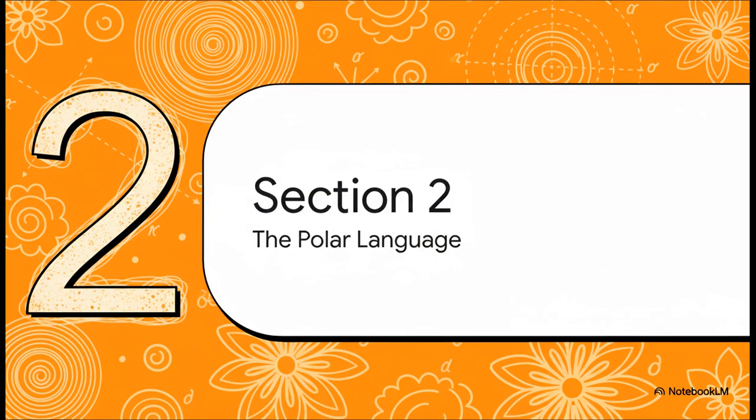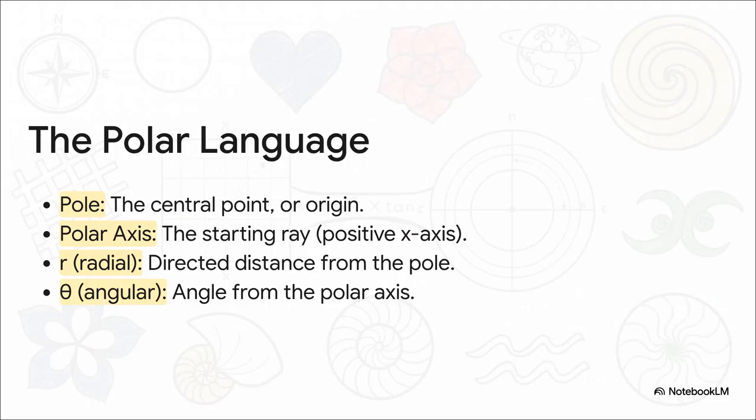So if we're going to use this new compass system, we need to learn the language. Let's break down the basics, the r theta of it all. All right, in this polar world, we've got a few key terms. The center point, we don't call it the origin anymore, we call it the pole. That starting line, which is kind of like the positive x-axis, that's our polar axis. And to find any point, we just need 2 things. First is r, the radial coordinate. That's just the straight line distance from the pole.